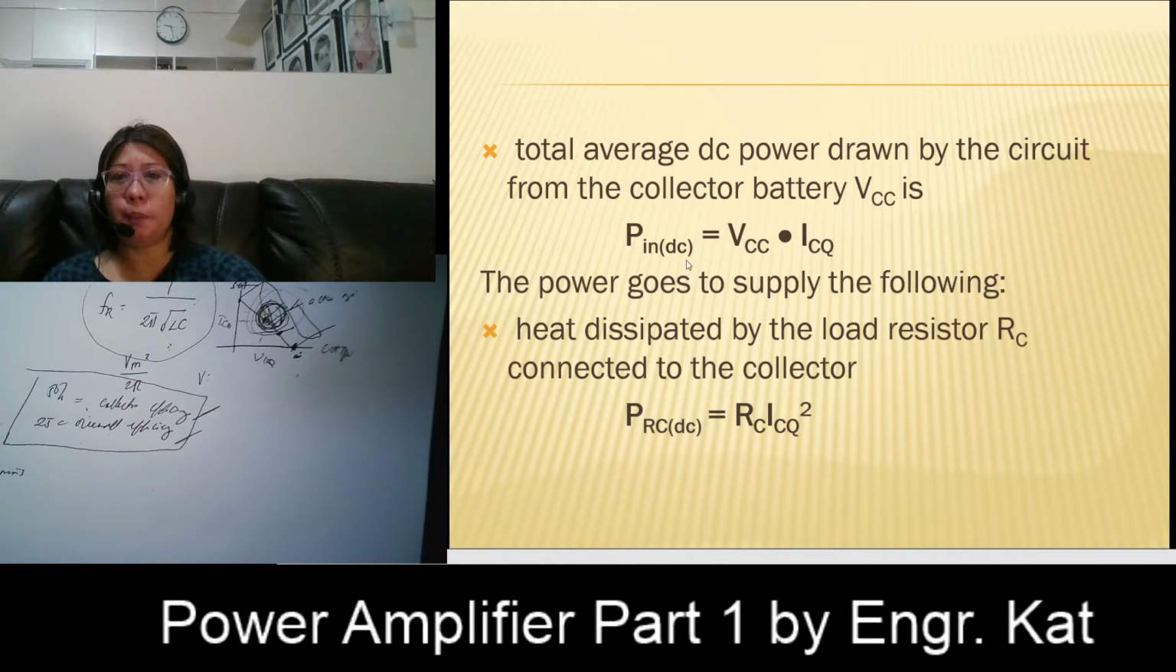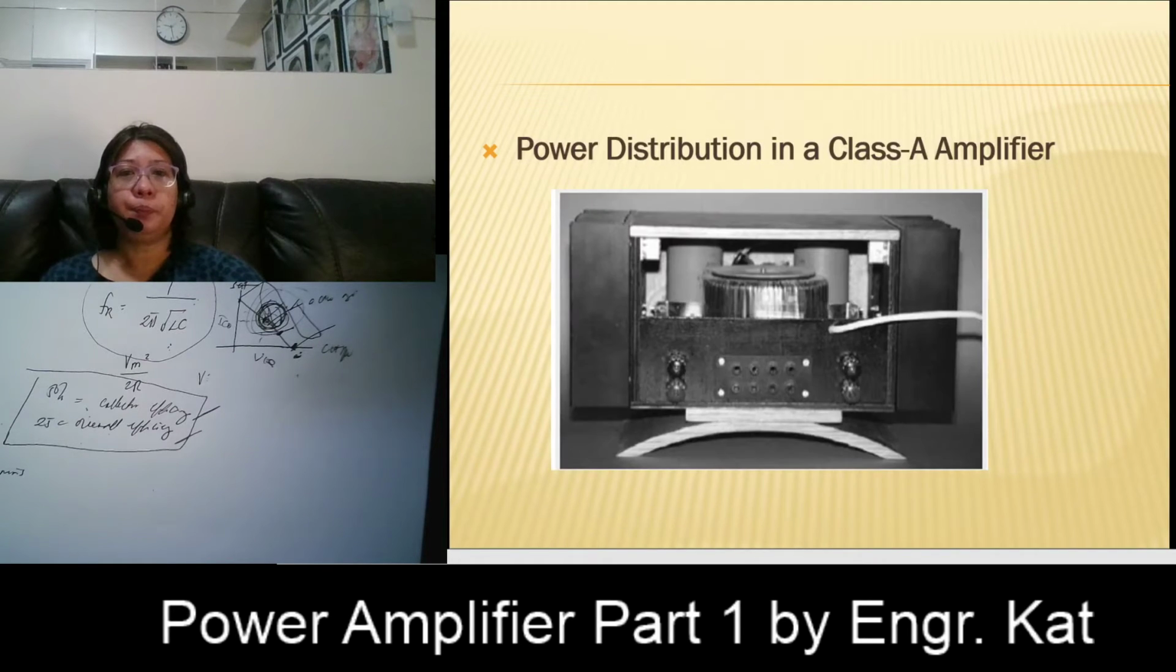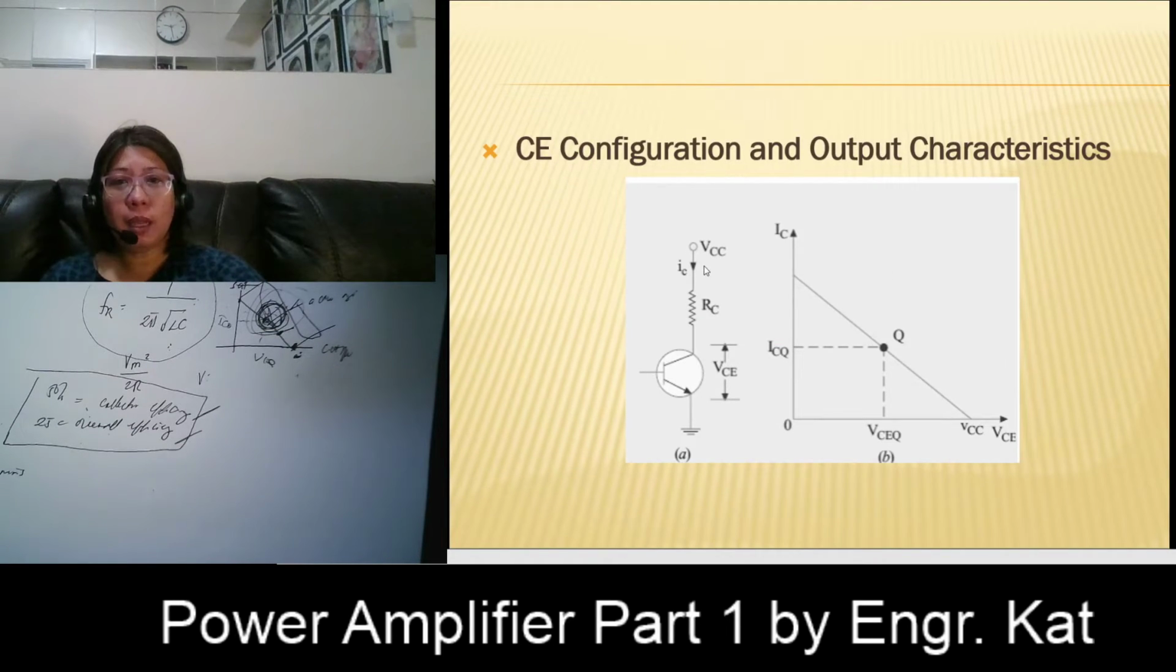So this is a DC power which is equivalent to VCC multiplied by your ICQ. Again, ICQ is DC. If you can still remember, we have discussed how to solve for this ICQ. Now, this total input DC power goes to supply the following. Upon current passing through RC, this RC here dissipates power right away.